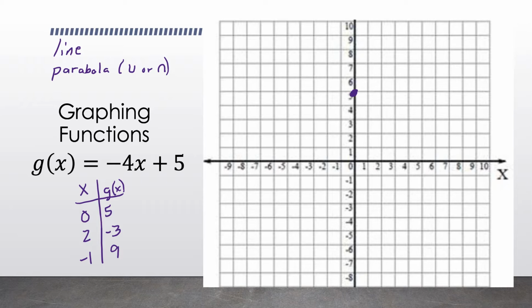For my next one, I have the point 2, negative 3. So again, I'm going to find 2 on the x-axis, and because my y value is negative 3, I'm going to go down 3 from there. So 1, 2, 3, and I'm going to place my point.